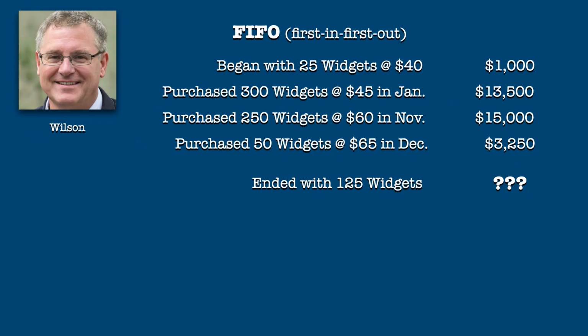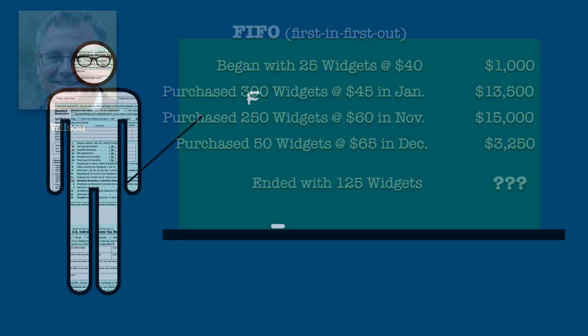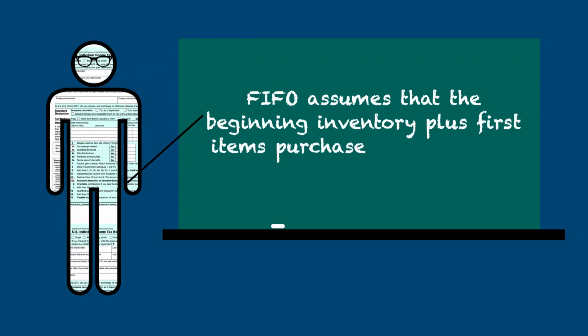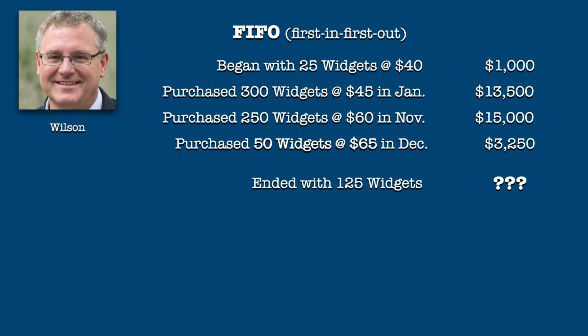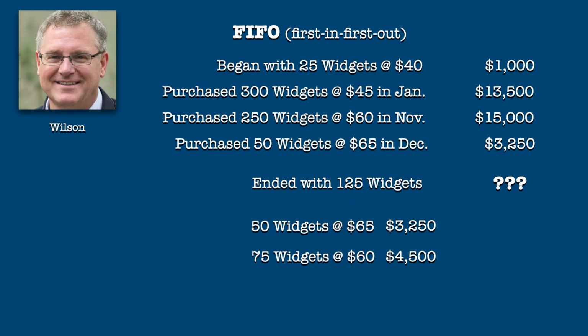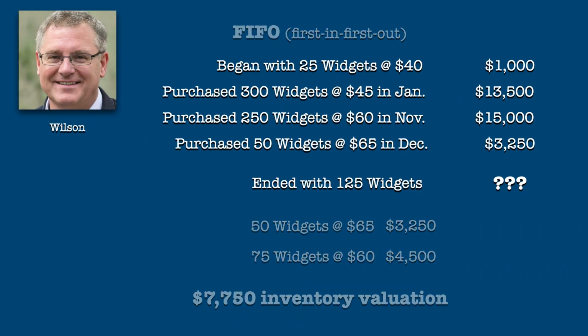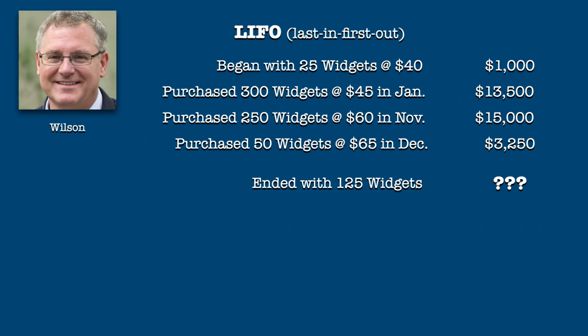Let's start with FIFO, or first in, first out. FIFO assumes the beginning inventory plus the first items purchased are the first ones sold. Using FIFO, we work backwards from the end of the year. Of the 125 widgets, we value 50 at $65 plus 75 at $60, resulting in an end-of-year inventory valuation of $7,750.